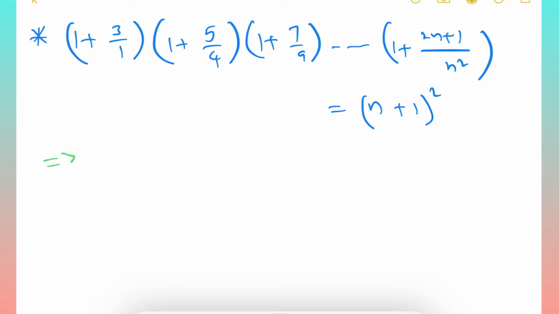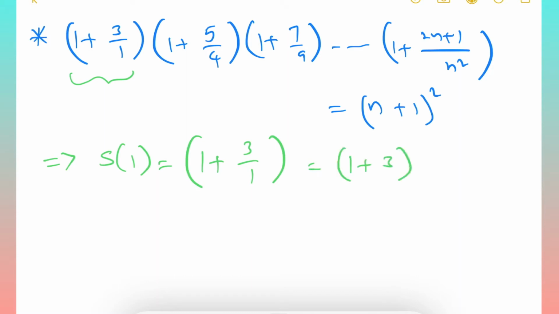step, S of 1 equals, S of 1 is nothing but the first term. In this case the first one, that is 1 plus 3 divided by 1, which is equal to 1 plus 3 by 1, which is nothing but 3. So 1 plus 3 is 4. Now we need to take the RHS. In the formula we need to substitute 1 in the place of n.